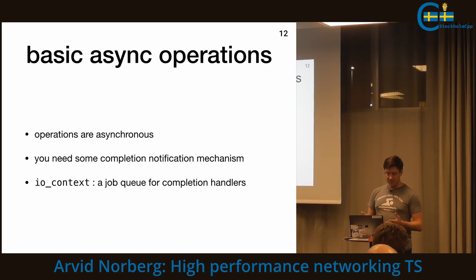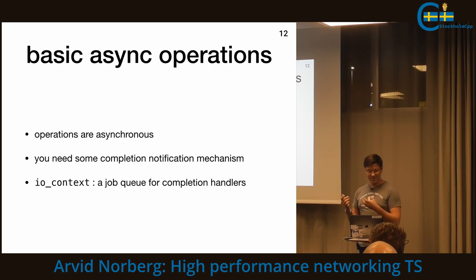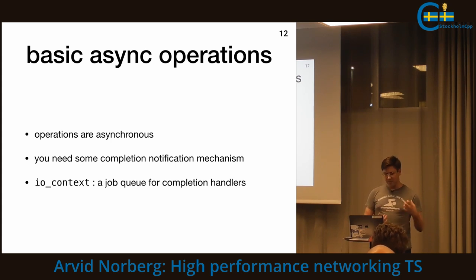So the basic building blocks of the networking TS: the operations I'm going to talk about are asynchronous, which means that you're kicking off some work and you're being told when it's done. So you need some mechanism, some channel to be told about when it's done. And this notification mechanism is run by this class called IO context. The IO context is sort of like a job queue. You can post jobs to it, and it will take one job at a time and execute the jobs, or handlers, completion handlers, really.